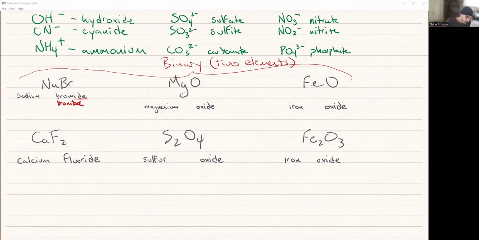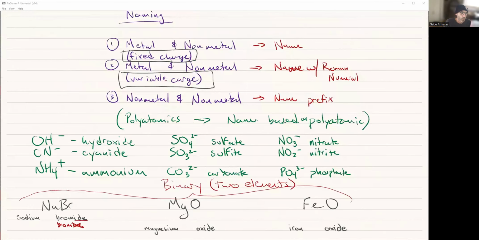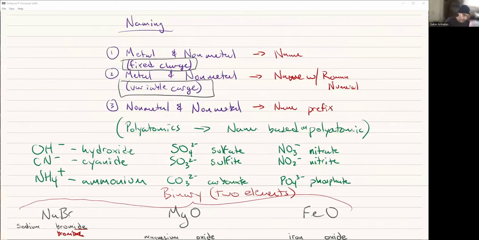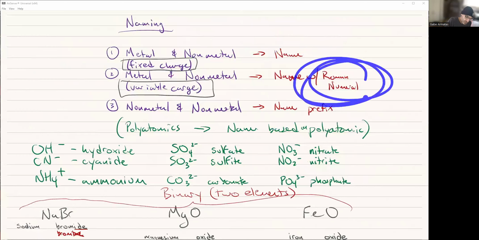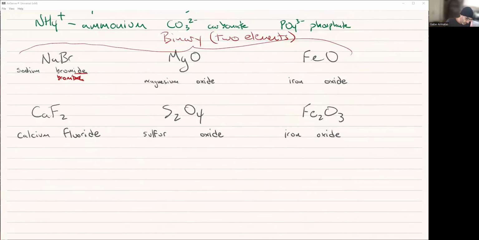Okay, so the other parts, now that we have the first part of the name, we have done one. We have named it. So every single one of these, notice that has the naming, we've named them. Now we have to decide, does it need a Roman numeral? Does it need a prefix? So one or the other. And so let's talk about that idea of a Roman numeral.